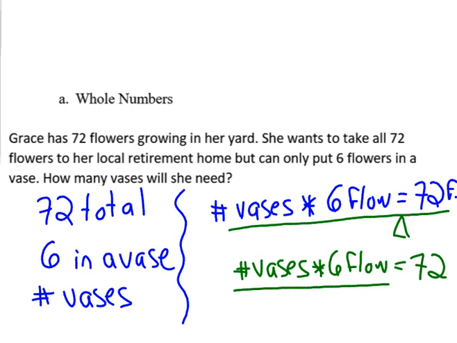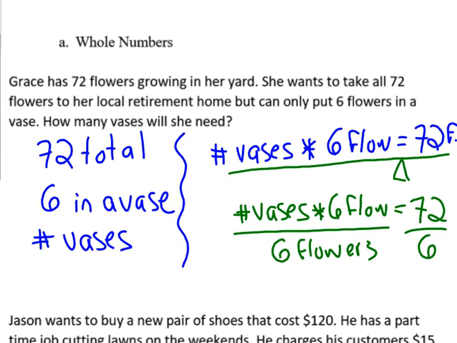We're going to want the number of vases on one side of the equal sign, so we'll divide both sides by 6 flowers. Oh, nice space. And what we eventually get is the number of vases is going to equal 72 divided by 6. And then this becomes just a division problem like we did previously on the last page. And this is ultimately going to equal 12. So we need 12 vases to carry all 72 flowers for the retirement home.